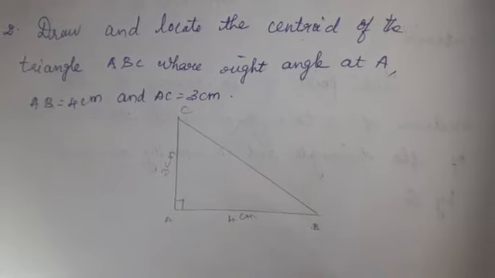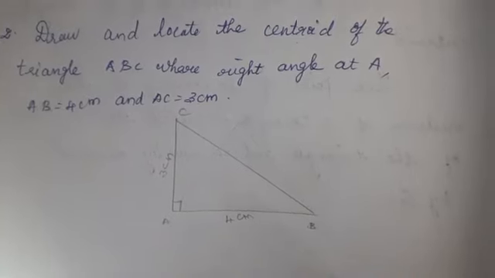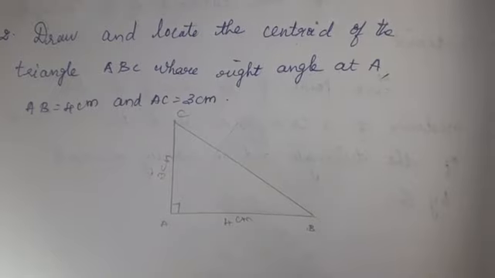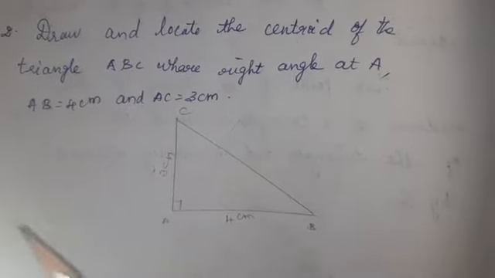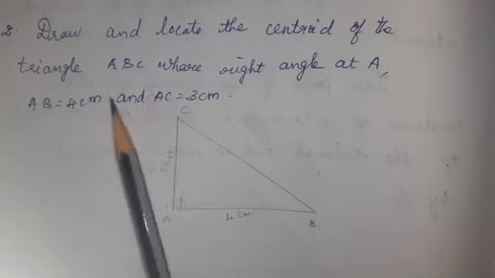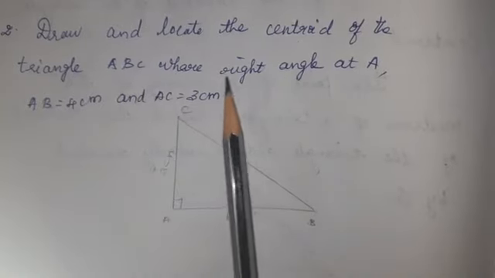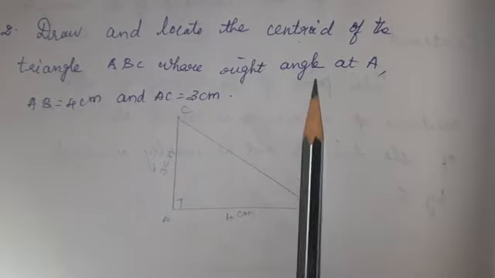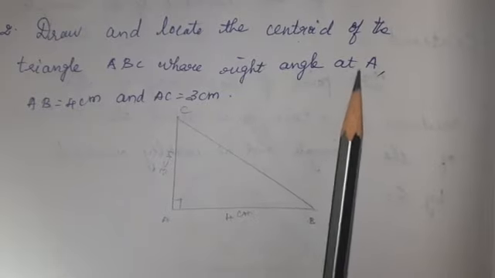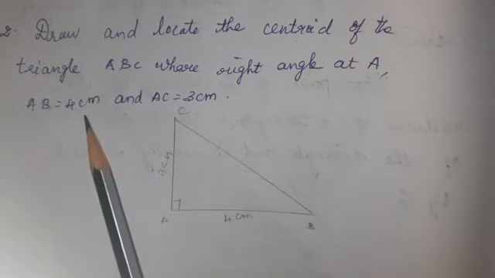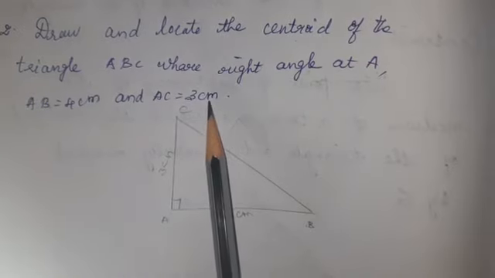I told you to do the second, third and fourth problems. I will explain how to draw the rough diagram. The second question is: draw and locate the centroid of the triangle ABC. The name of the triangle is given as ABC, where the right angle is at A. They mention that at point A you have the right angle. AB value is 4 cm and AC value is 3 cm.